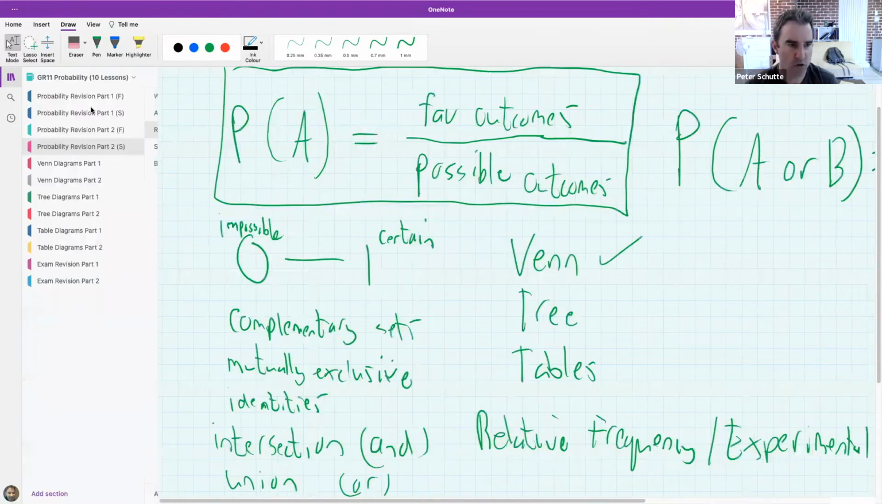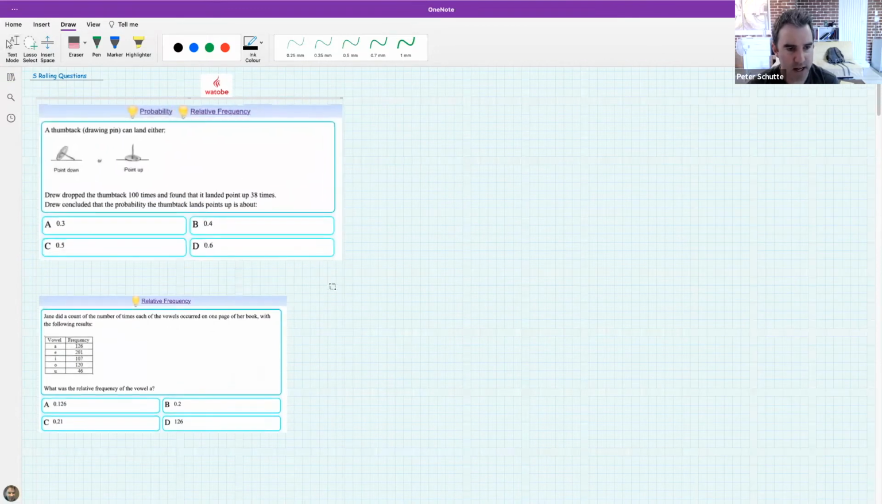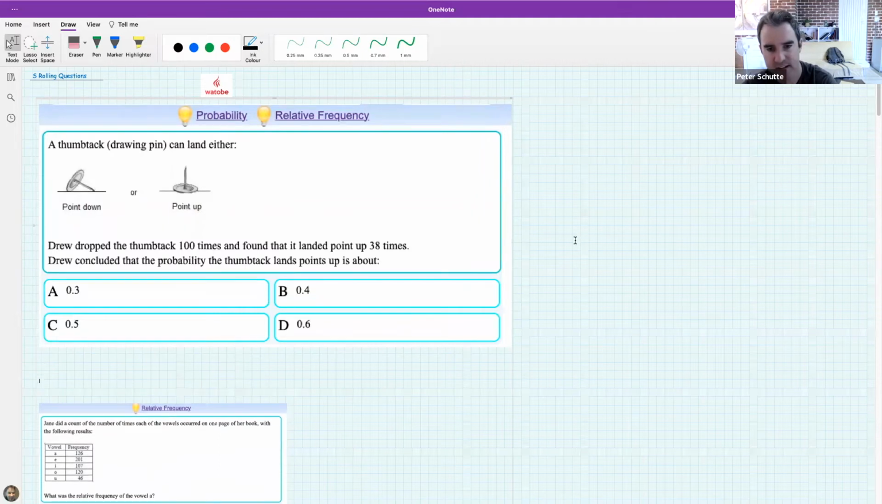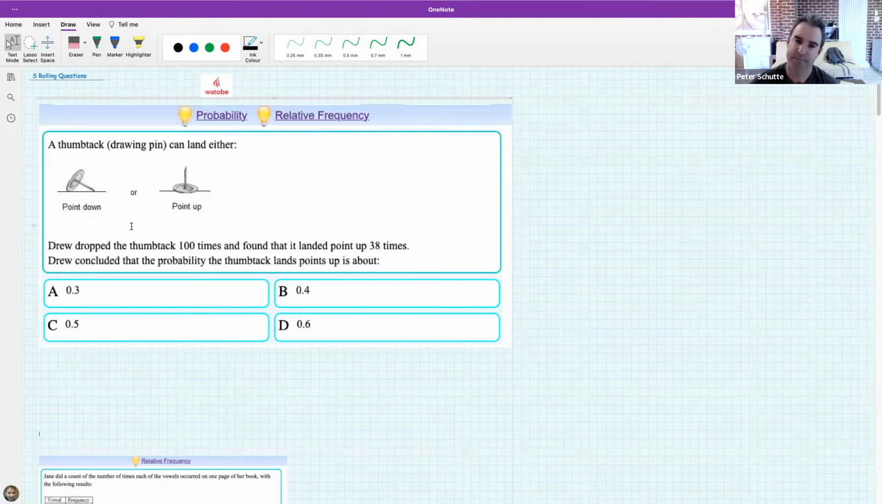Let's start with just a simple relative frequency question. This is experimental probability, and you use that main formula that I said was so important. So answer this question for me. If you spin a thumbtack 100 times and it lands up 38 times, what's the probability that it lands up? It's approximately what, based on this real world experiment? Which of these four options do you think is correct?